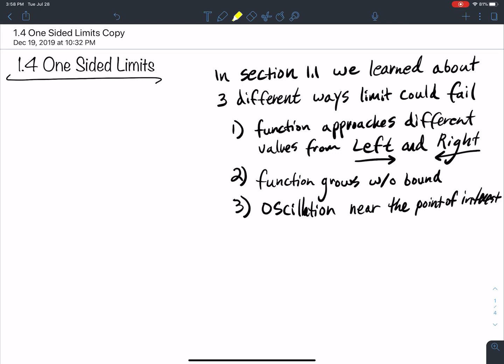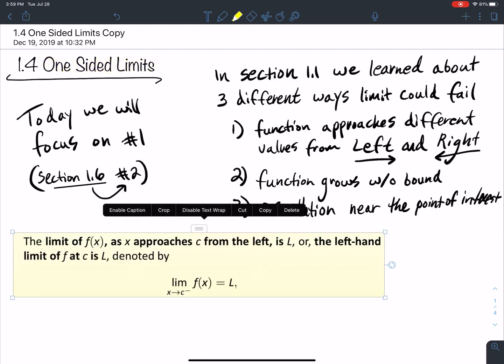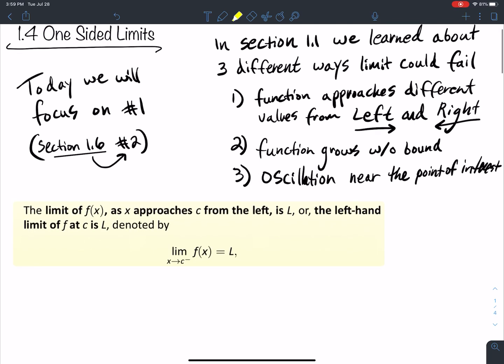Today we're going to talk about the first of those three scenarios, where we're approaching different values from the left and the right side. In section 1.6, we'll talk about how functions grow without bound and infinite limits. But for today, we're going to focus on approaching different values from the left and right side, hence the one-sided limits. All right, so let's start off with a definition.